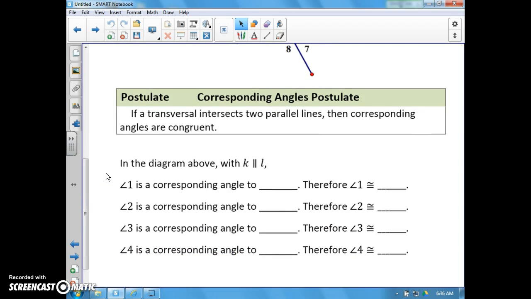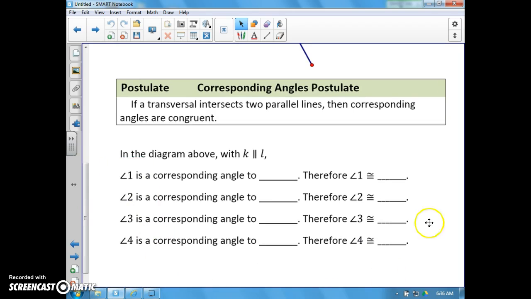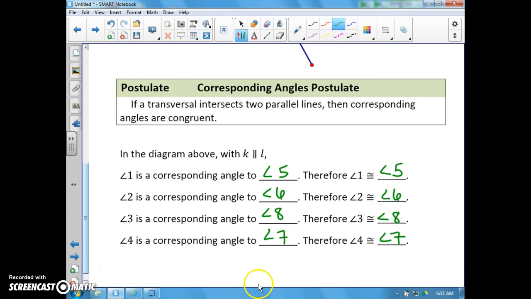So go ahead, take a moment and see if you can fill out this chart right here on your own, and I'll give you the answers in half a second. Please pause. Check your answers against mine. You'll notice that all of the angles that are corresponding have to be congruent to each other because of the corresponding angles postulate. Now again, postulates are statements that we know to be true, but we can't necessarily prove them. We assume them to be true, and we're going to be basing the following proofs on this postulate.